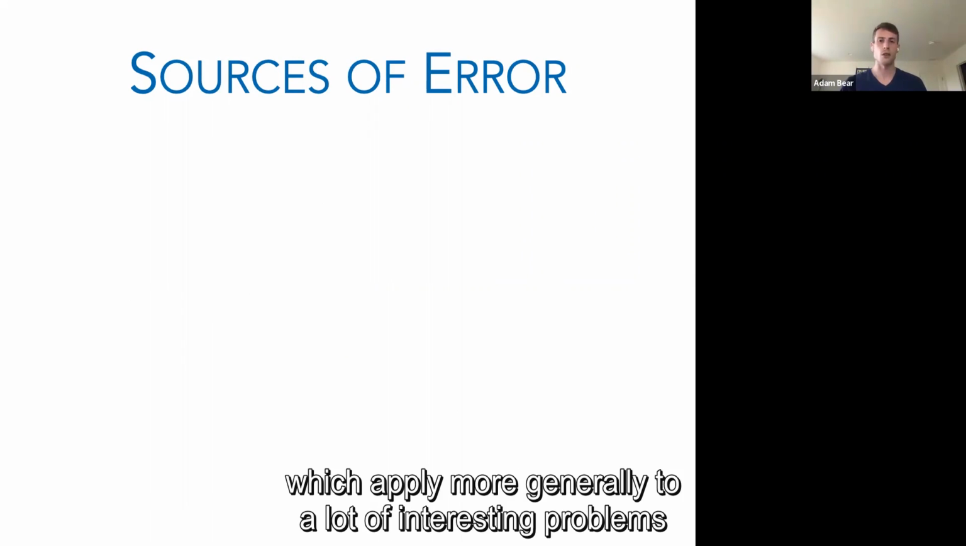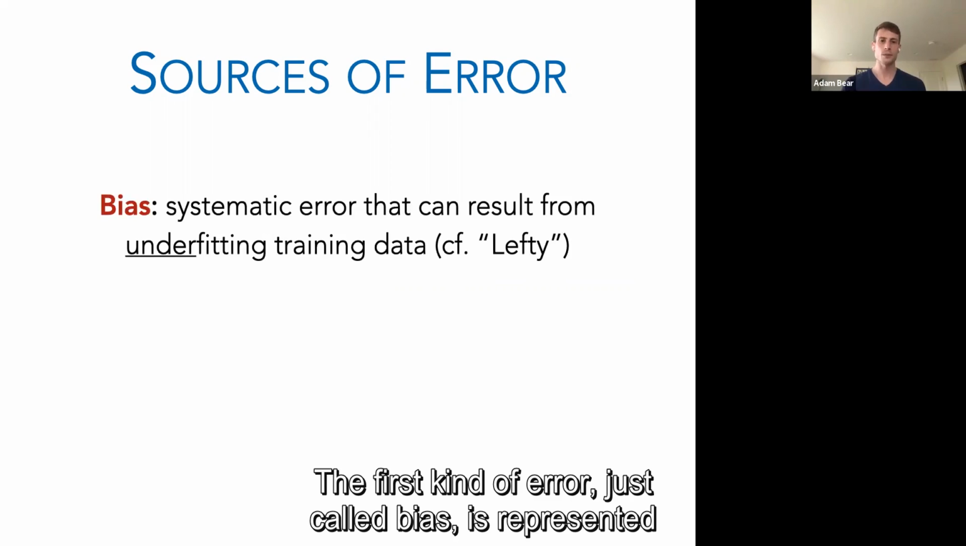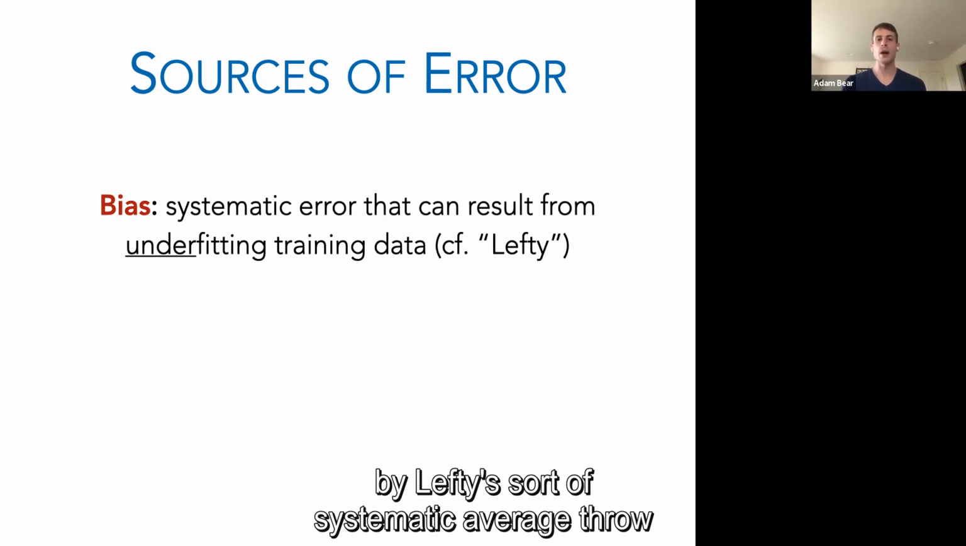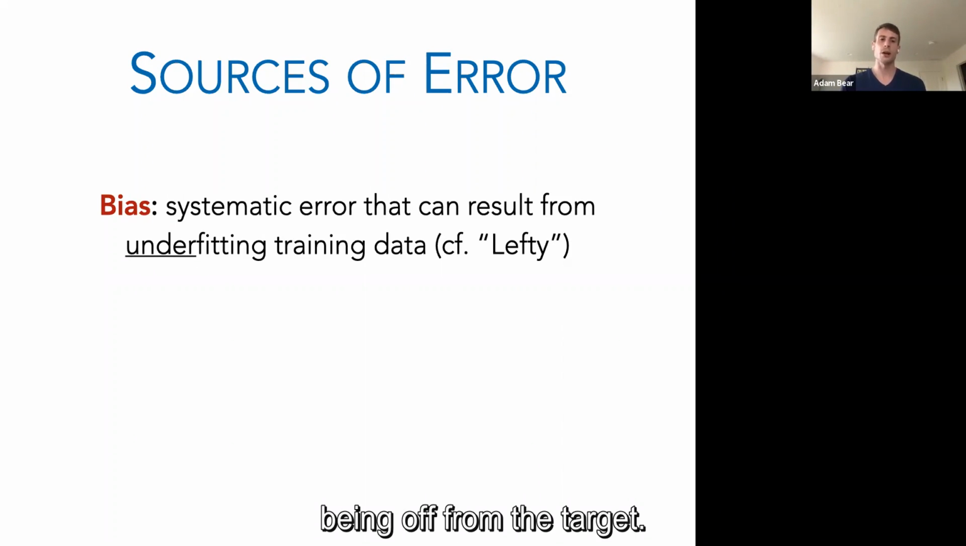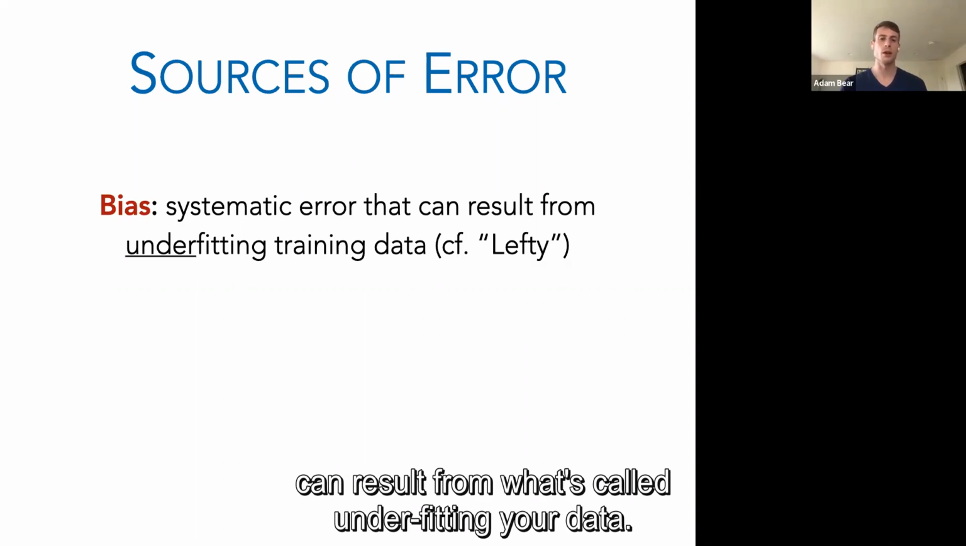Today, I want to talk about how Lefty and Lucy represent 2 sources of error, which apply more generally to a lot of interesting problems in the real world that we care about. The first kind of error, which is called bias, is represented by Lefty's systematic average throw being off from the target. And in prediction problems, this kind of error can result from what's called underfitting your data.